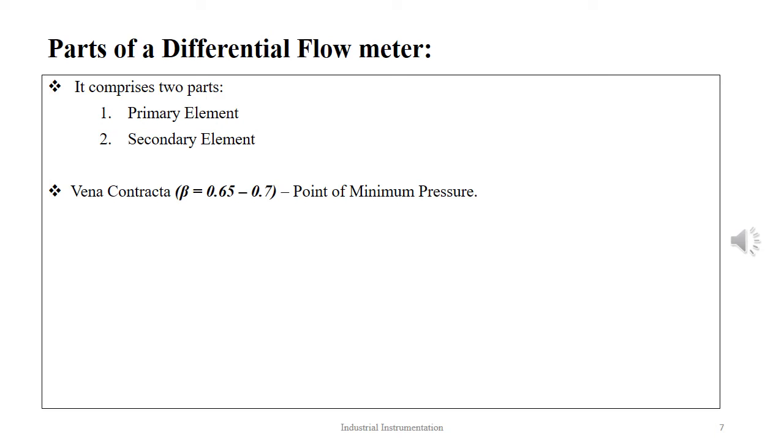Differential flow meters comprise two parts, primary element and secondary element. There is something called the vena contracta, with beta ranging between 0.65 and 0.7, which is the point of minimum pressure. The point of minimum pressure is located slightly downstream from the restriction at a point where the stream is the narrowest and is called the vena contracta. Beyond this point, the pressure again rises but does not return to the upstream value, resulting in a permanent pressure loss.